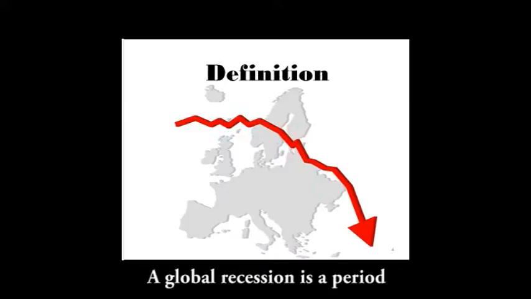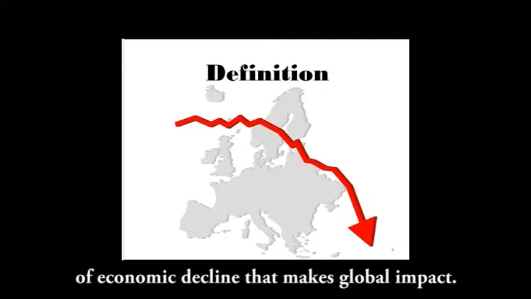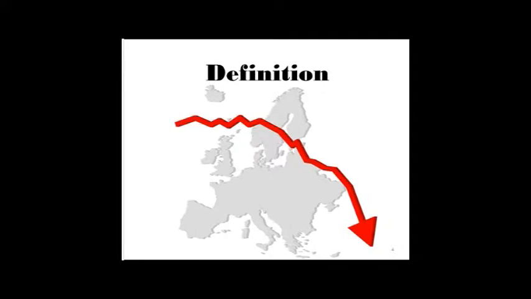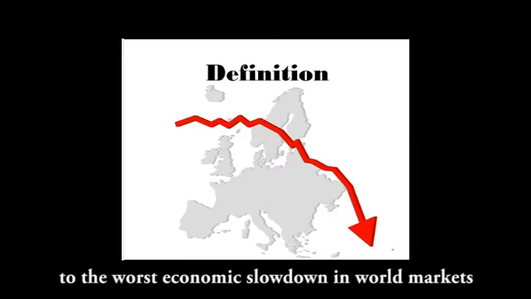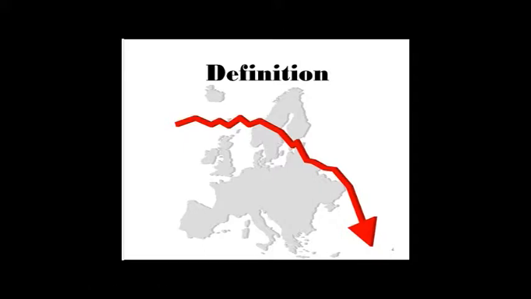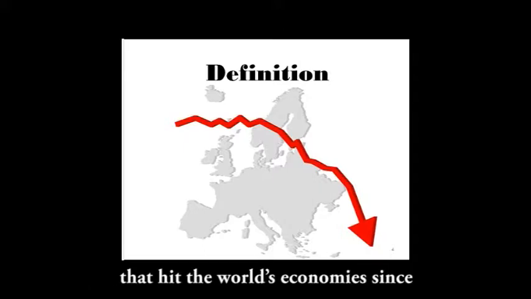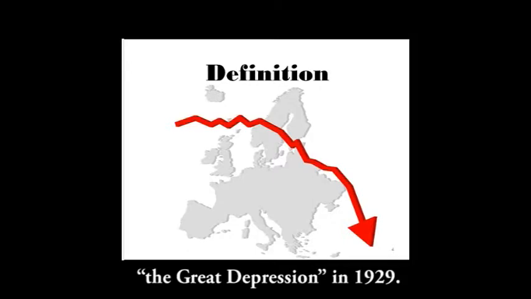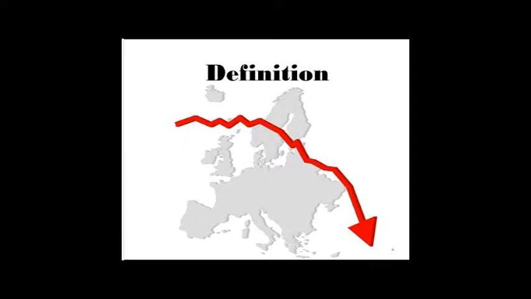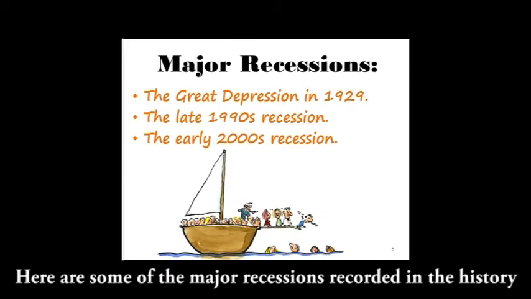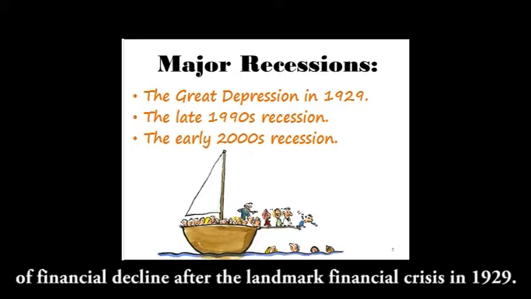A global recession is a period of economic decline that makes global impact. The global recession is commonly referred to as the worst economic slowdown in world markets that has hit the world's economies since the Great Depression in 1929. It is sometimes called the financial tsunami or the economic crisis. Here are some of the major recessions recorded in the history of financial decline after the landmark financial crisis in 1929.